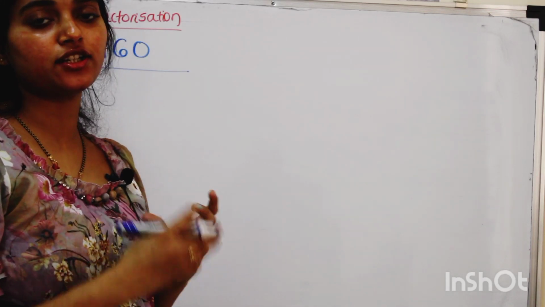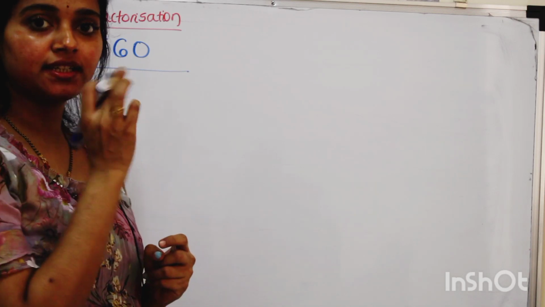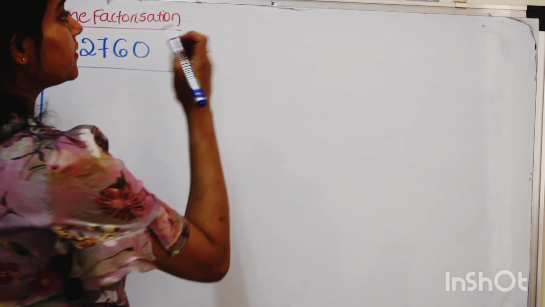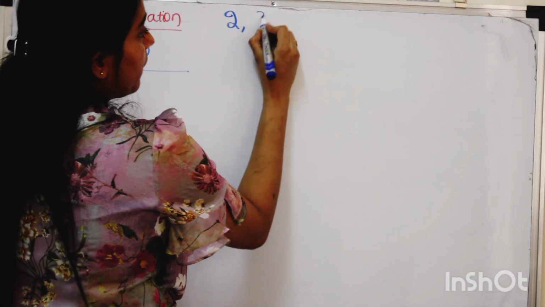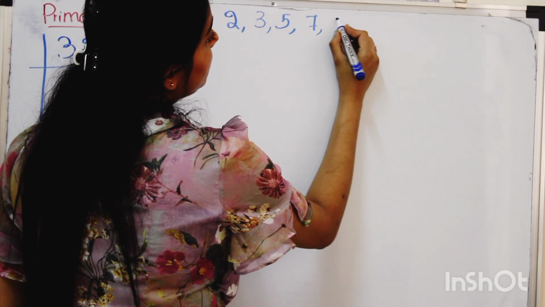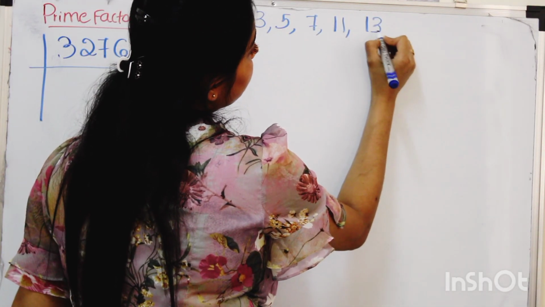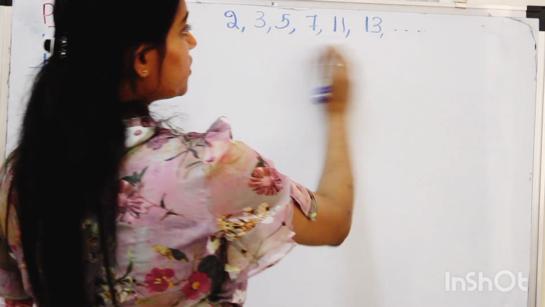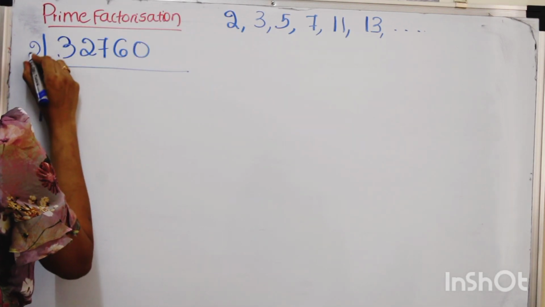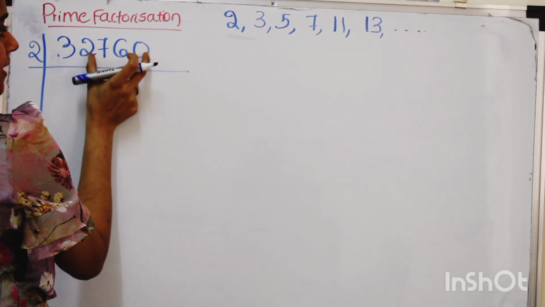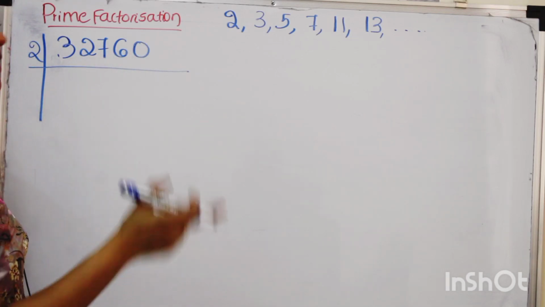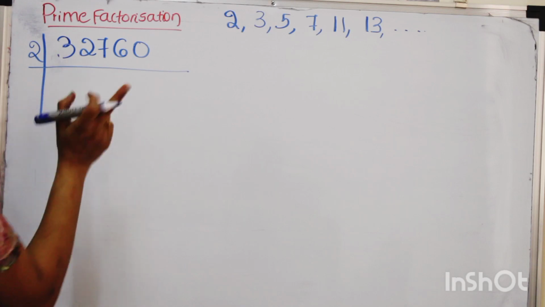Here I told you there is a standard form. To set it in a standard form, we have to write in ascending order. So which are the primes from the starting: 2, 3, 5, 7, 11, 13 and so on. These all are prime numbers. So first we should take 2. Now we have to check whether it is divisible by 2. Yes, it is: the last digit is 0, so it is divisible by 2.